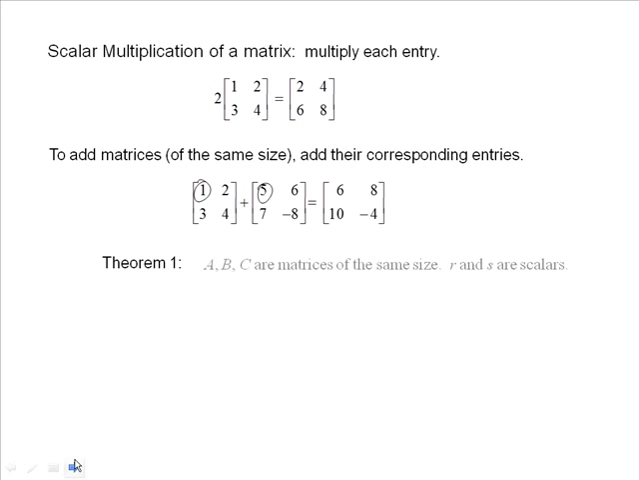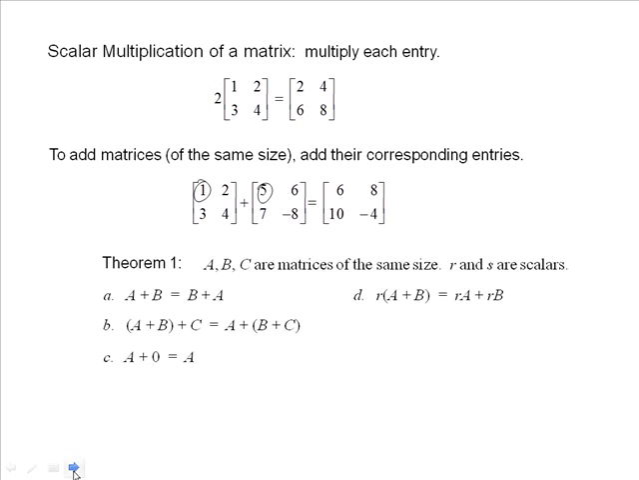Let's look at theorem 1. We're going to assume that A, B, and C are matrices of the same size, and that R and S are scalars. So we have the following properties. A plus B is equal to B plus A. If we group them, A plus B as a group plus C is equal to A plus B plus C as a group. We can add the zero matrix. A plus the zero matrix is equal to A.